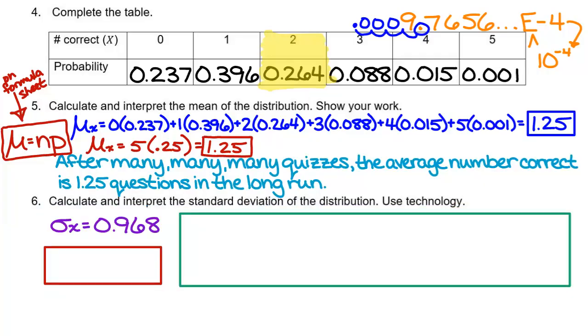I got 0.068, 0.0968, sorry. 0.968. I got all the right numbers and not the right decimal spot. 0.968. How would you interpret that?